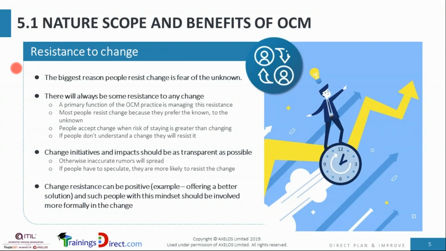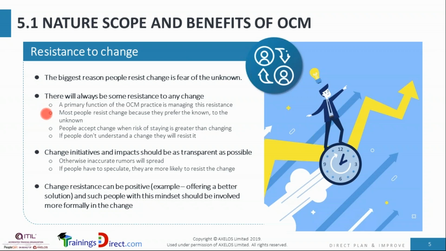Nature, scope, and benefits of OCM. Resistance to change. The biggest reason people resist change is fear of the unknown. One key thing about change management for the organization is that people may resist it. They may be okay to do things which are comfortable to them, but resist other things, particularly when they have to change their behavior. There will always be some resistance to any change. The primary function of the OCM practice is managing this resistance.